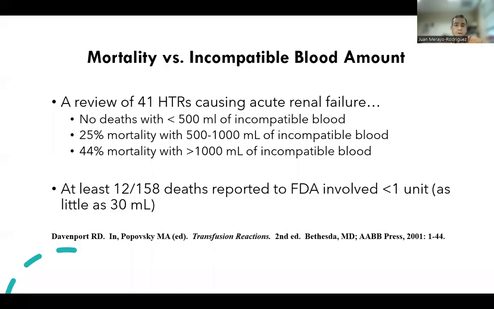Mortality versus incompatible blood amounts: in a review of 41 hemolytic transfusion reactions causing renal failure, there was no death if less than 500 mL of incompatible blood was transfused, 25% mortality between 500 mL and 1 liter, and 44% if it was more than 1 liter of incompatible blood. At least 12 of the 158 deaths reported to the FDA involved less than 1 unit; as little as 30 mL has been reported to cause death. This was reported in a publication from 2001.